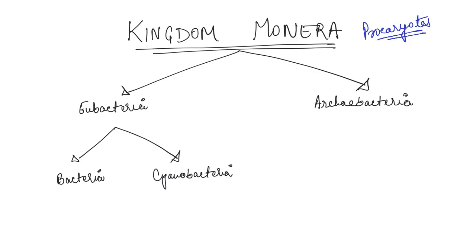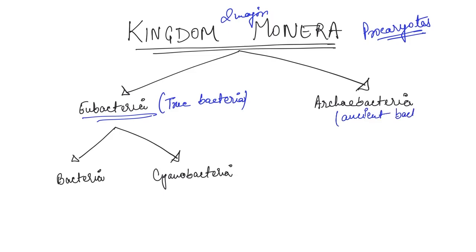Basically, there are two major groups of monerans. One is eubacteria, which is also known as true bacteria, and archaebacteria, which is ancient bacteria. And then eubacteria again is divided into two different types, one being bacteria and the other being cyanobacteria. So in this video today we are going to discuss bacteria.